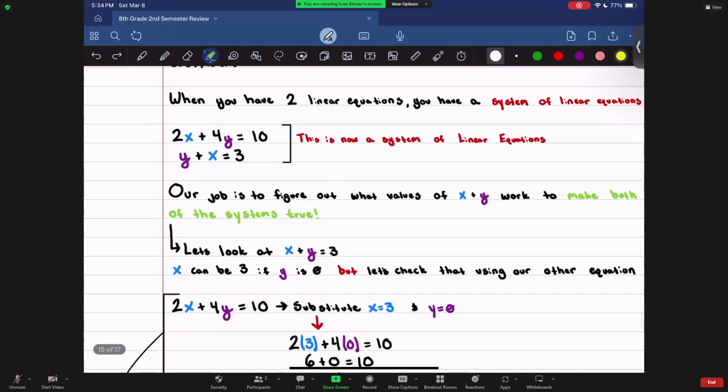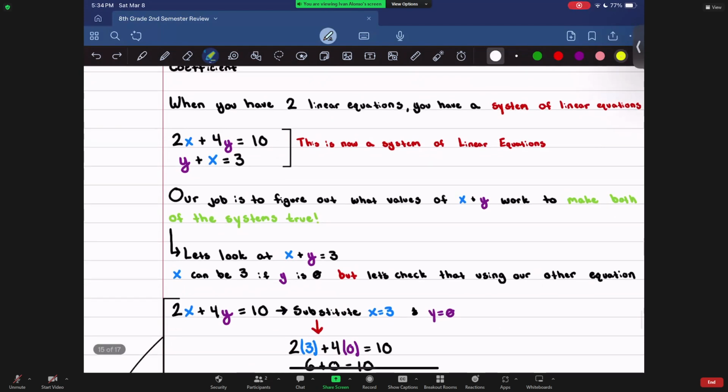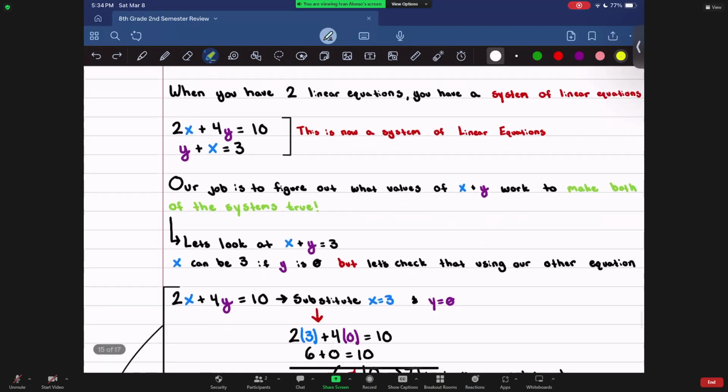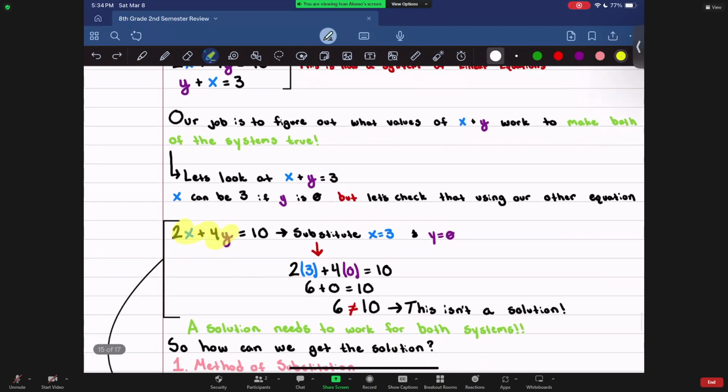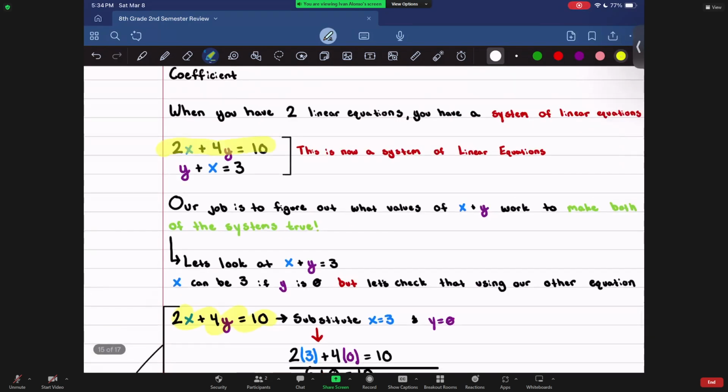So we're going to be going off this one first in our example, right? That's what this entire PDF begins with. So we're going to look at x plus y equals 3, right? Now you can tell me right off the bat that, oh, x can be 3 and y is 0, but then I'm going to tell you to check it in our other equation. So this is the second equation in our system, right? And looking off that second one, I'm assuming that x is 3 and y is 0.